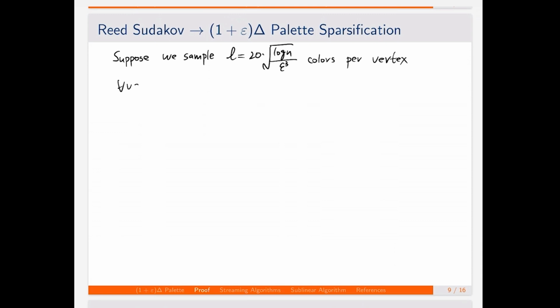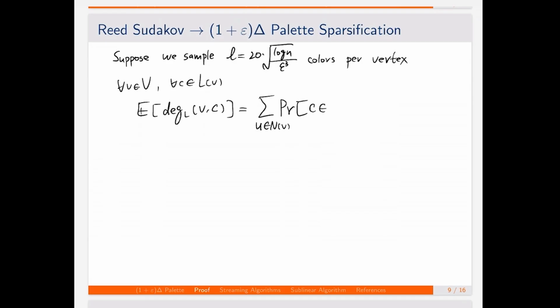Then for every vertex and every color in the list of V, we have the expected C degree. This can be computed by the sum of all the probabilities for each neighbor, such that C is in the list of U. This is less than or equal to the maximum size of the neighborhood times the probability, which is the sample size over the entire palette size, 1 plus epsilon times delta. This equals L over 1 plus epsilon.